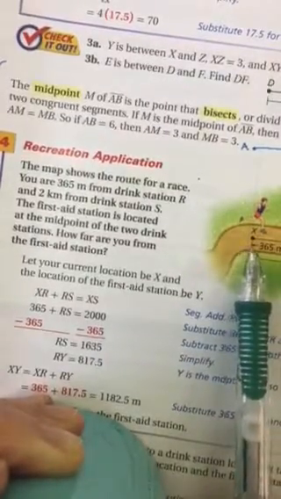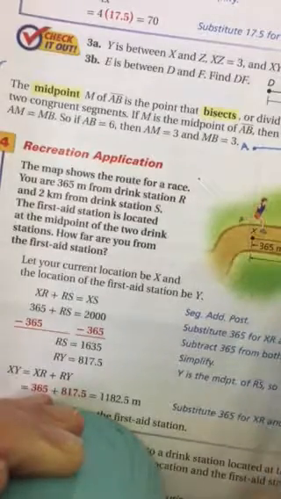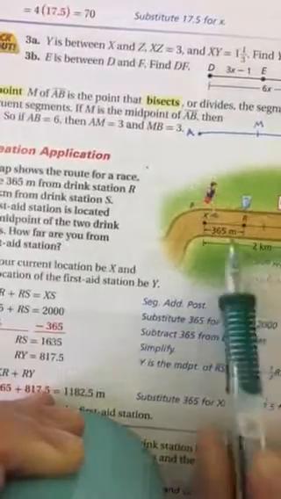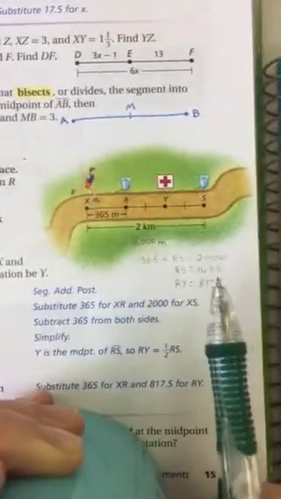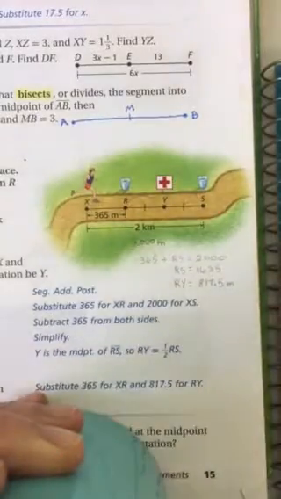So we're going to say our distance from the first drink station to the first aid station is 817.5 meters, because that's what we were working in. 817.5 meters.